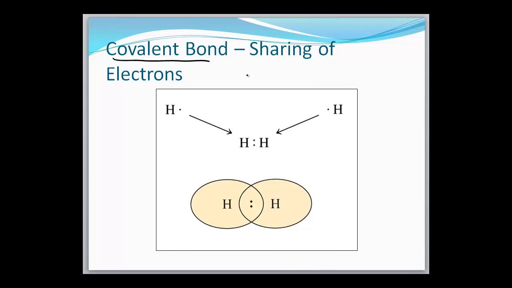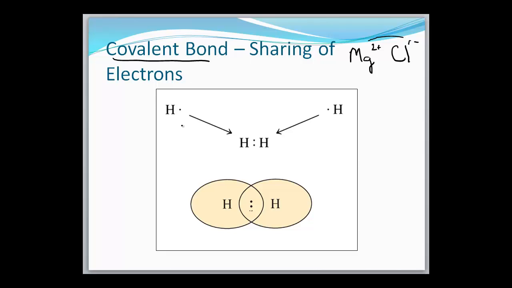sharing of electrons. When we talked about ionic bonding, we said that it was a transfer of electrons. So when something gave up electrons, it got a plus charge. When something took electrons, it got a minus charge. The bond then was that force of attraction between those opposite charges. Well, covalent bonding is a little bit different. What you have is a sharing of electrons.